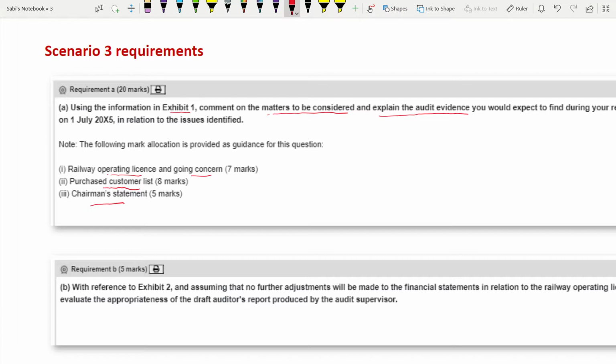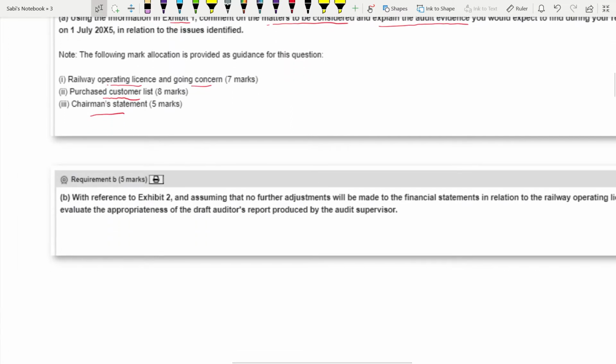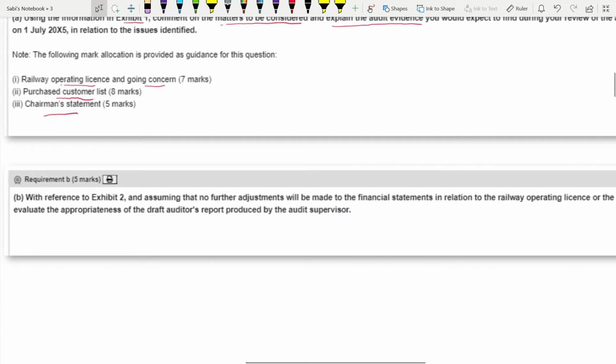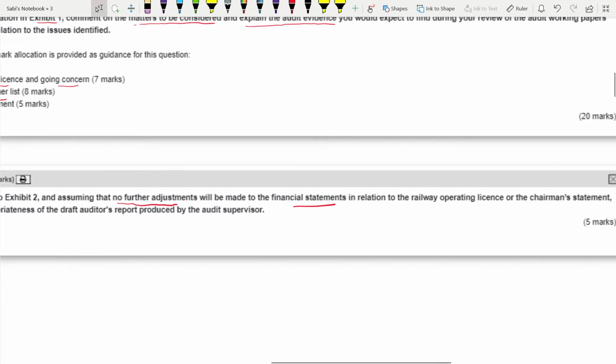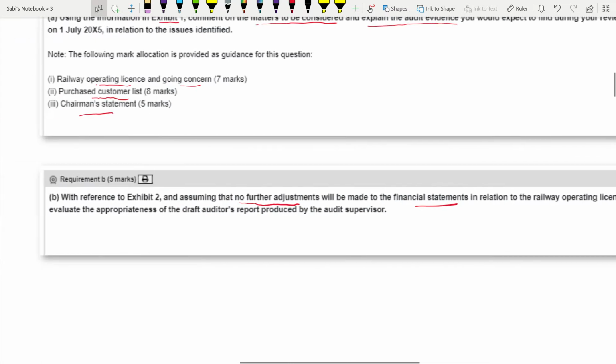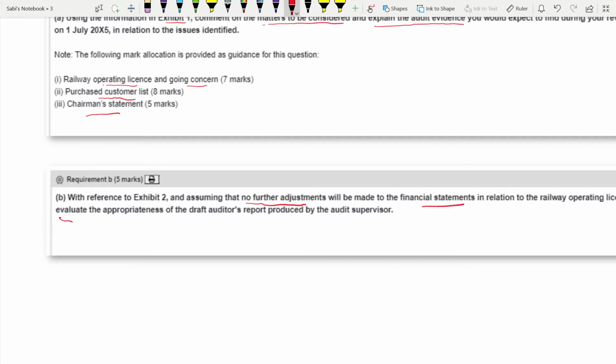Coming to requirement B, with reference to exhibit 2 and assuming that no further adjustments will be made to the financial statements in relation to the railway operating license or the chairman's statement, evaluate the appropriateness of the draft auditor's report. How appropriate is the draft auditor's report produced by the audit supervisor? You have to comment on the appropriateness, and it's worth 5 marks.